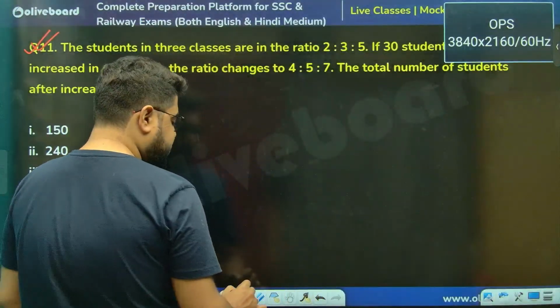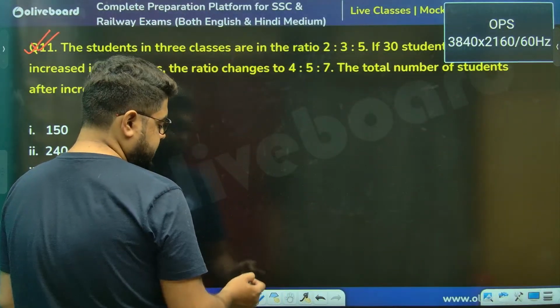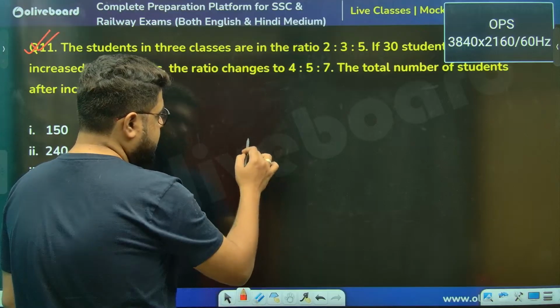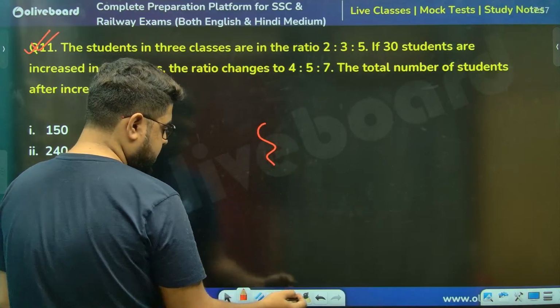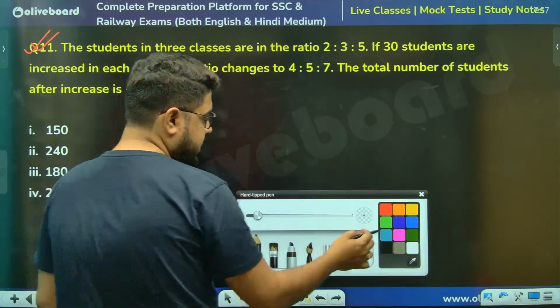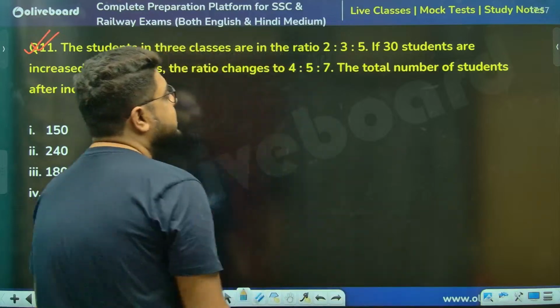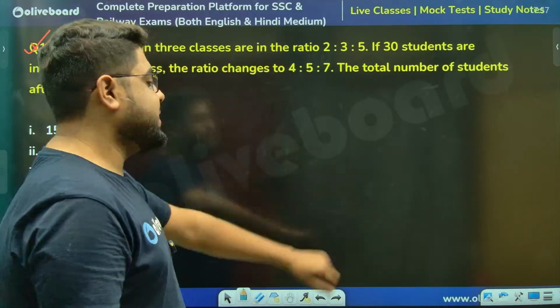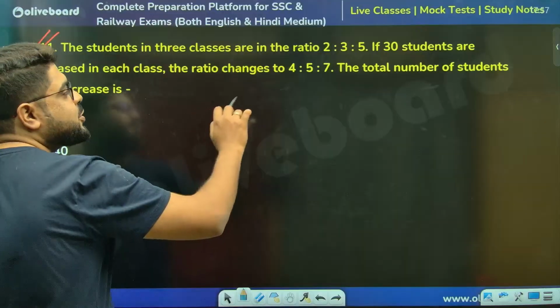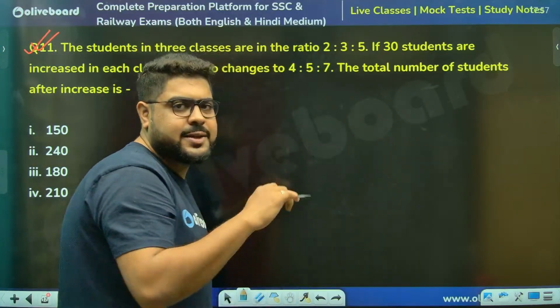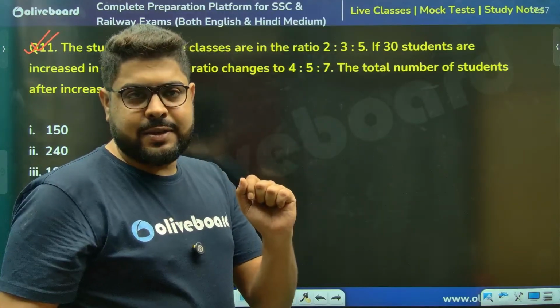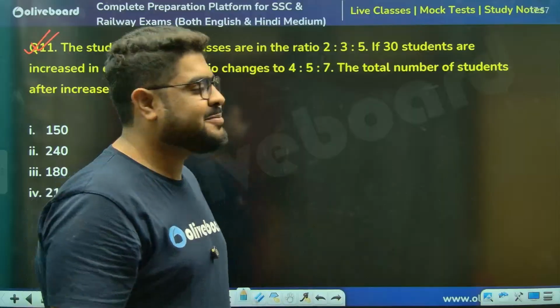The number of students. And now it has come. So number of students, please understand, sir, one thing. The number of students cannot be a fraction. That has to be an integer, because आधा student तो मिलता नहीं है.